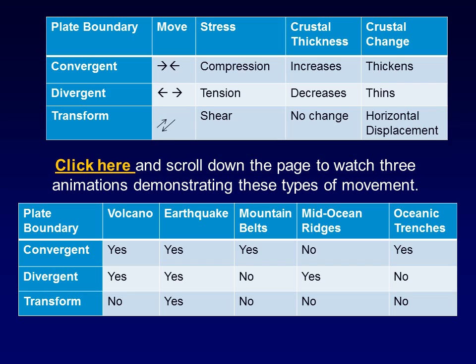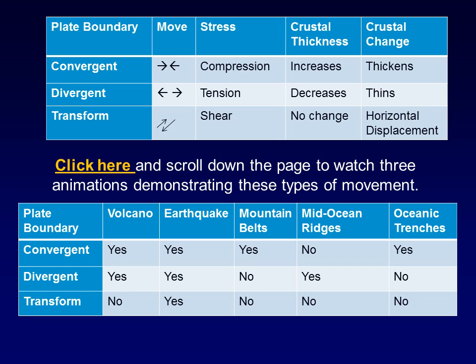And then finally, oceanic trenches. Yes, we do find trenches associated with convergent boundaries. And again, the best example of this is the west coast of South America. There's that very deep trench just off the coast where the very high mountains and volcanoes are. So yes, we find oceanic trenches.